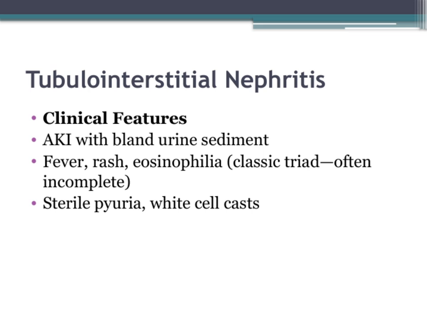Now, a classic triad to keep in mind includes fever, rash, and eosinophilia. However, it's important to note that this triad is often incomplete, so not all patients will display all three features simultaneously. Another important point is sterile pyuria, which refers to the presence of white blood cells in the urine without bacterial growth. Along with that, white cell casts can sometimes be seen, indicating inflammation within the tubules of the kidneys.